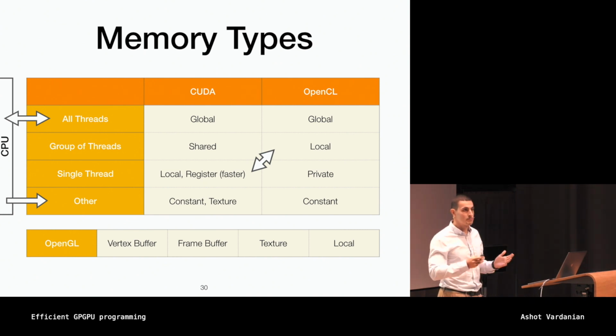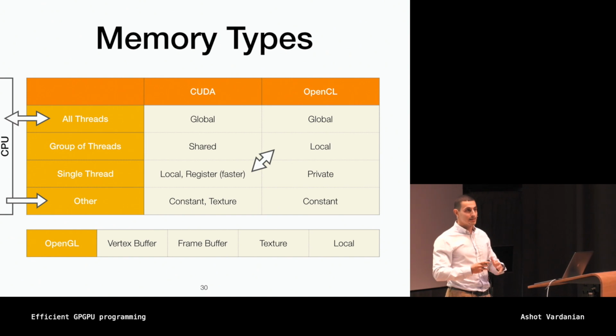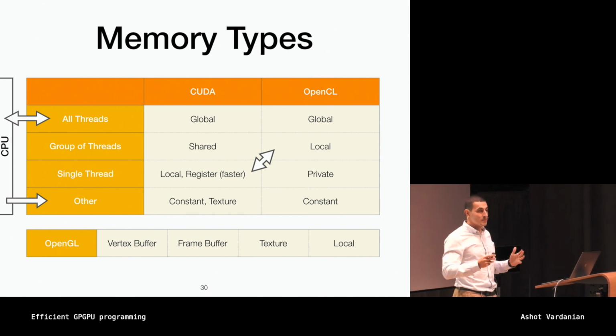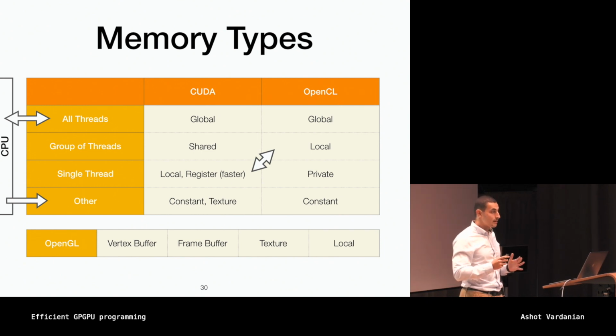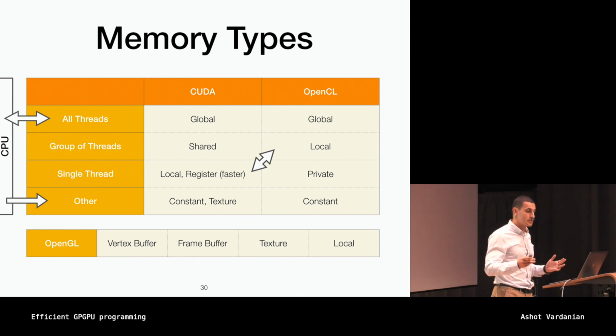A global memory is the simplest concept of all. It's like the heap. It's everything. It's a piece of memory that every thread on a GPU can read and write from. And the CPU can also read and write from this part of memory. It's generally the largest chunk.